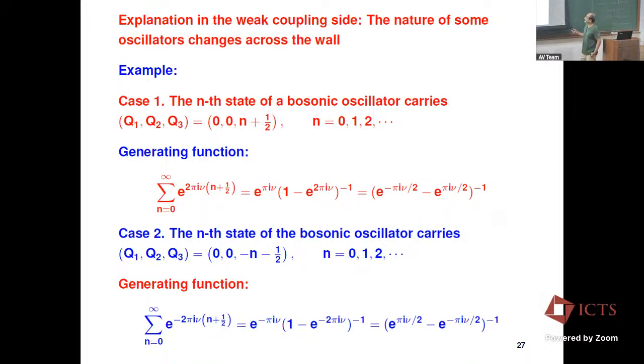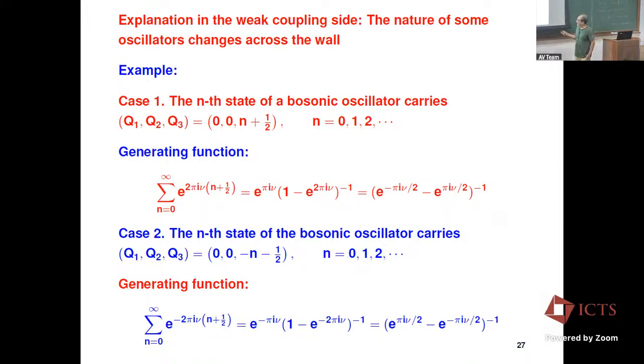What happens here is that the nature of some oscillators actually changes across the wall. So here I have given an example. Let's forget about all this counting that we did and just focus on this simple example. Imagine that we have a bosonic harmonic oscillator whose nth state carries q1, q2, q3 given by 0, 0 and n plus half. This half is an overall factor that I included in the earlier case in this q1 naught, etc. But let's assume that you have q1, q2, q3 given by these.